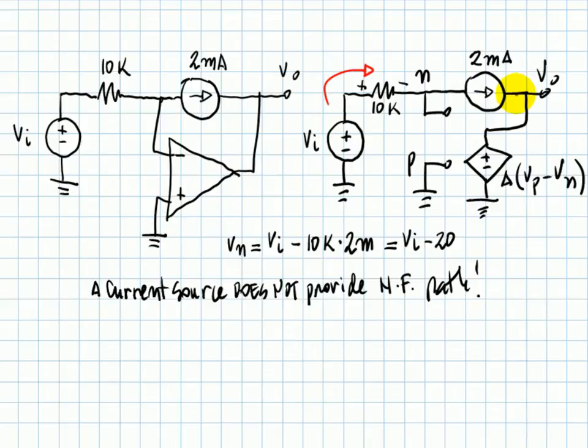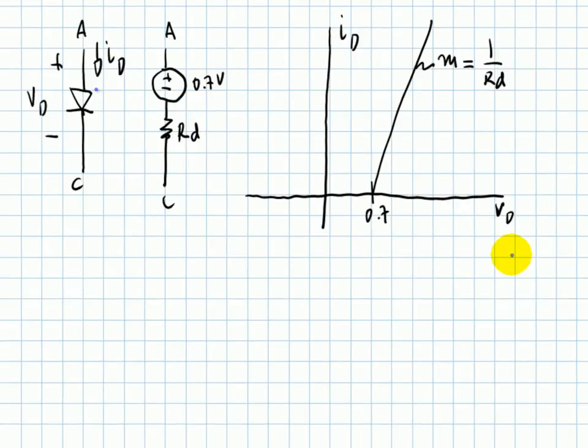Let's move on now to the last question. The last question is about diodes. The student asks, if a regular diode, a rectifying diode, can be represented by this model, a 0.7 volt source in series with a resistance, where do they come from?